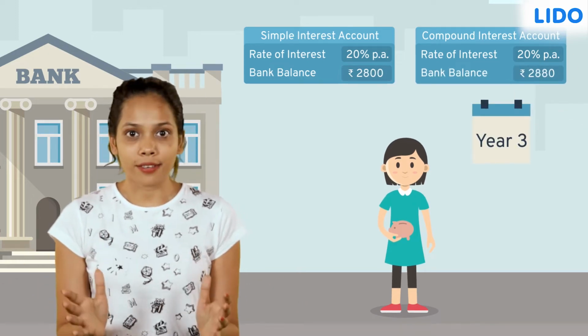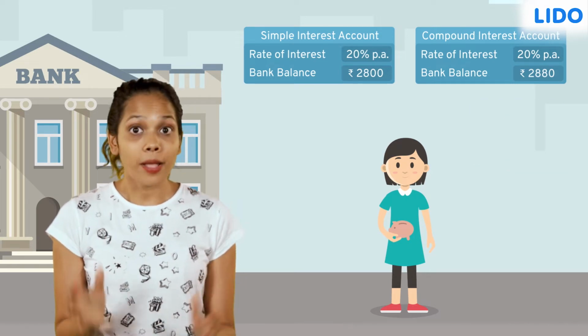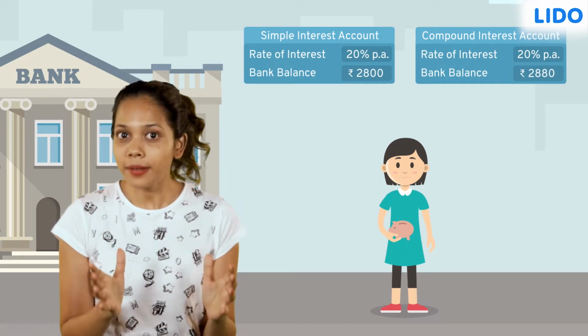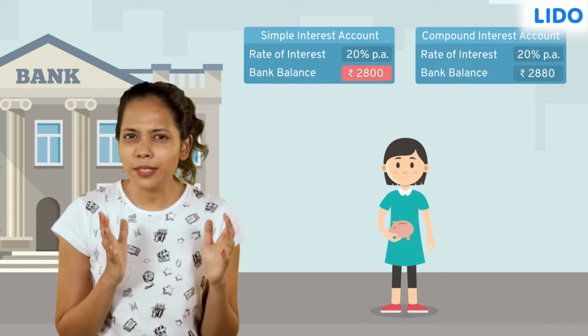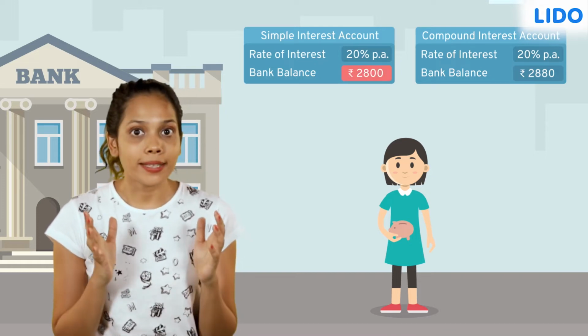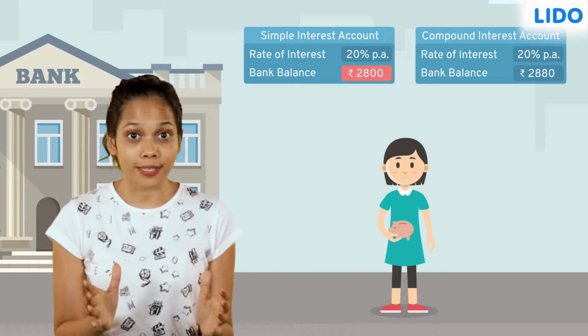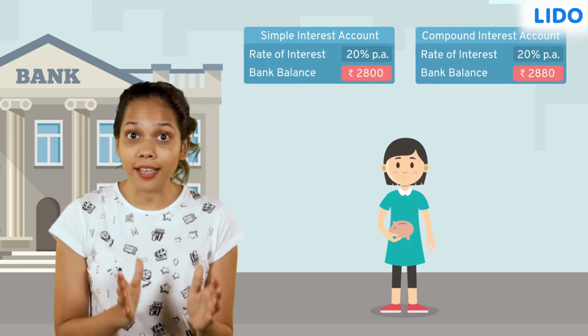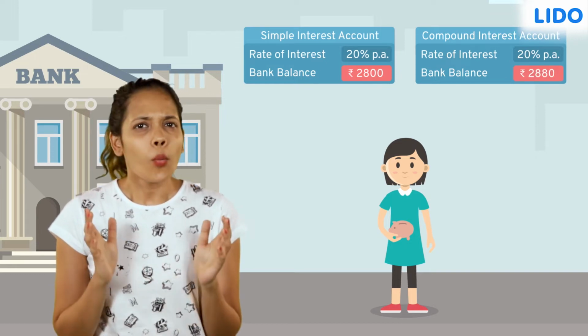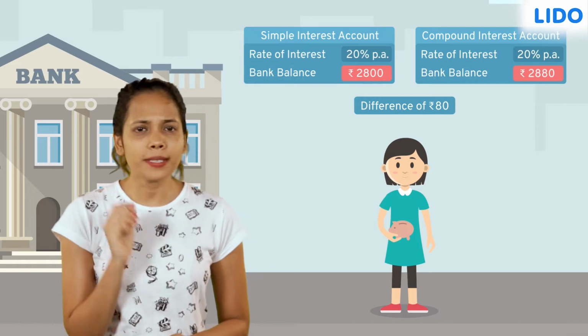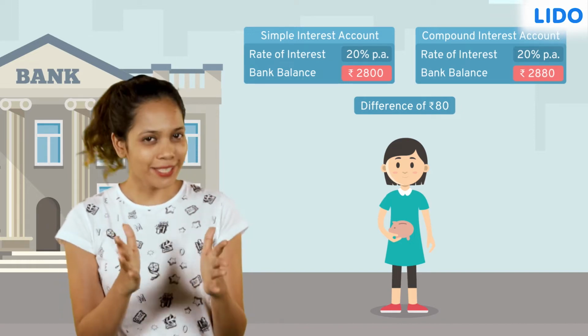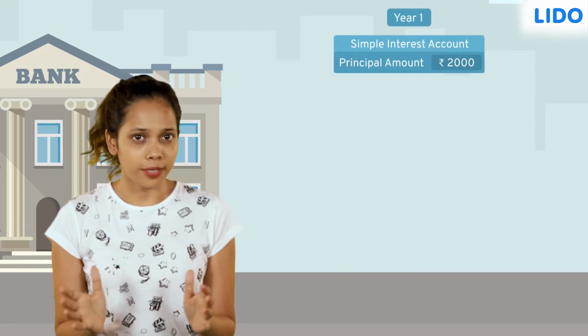2 years later, she checked her bank balance. The bank account with simple interest amounted to rupees 2,800, whereas the bank account with compound interest amounted to rupees 2,880. Why is there a difference of 80 rupees in two returns? Let's find out. Let's look at the simple interest account first.